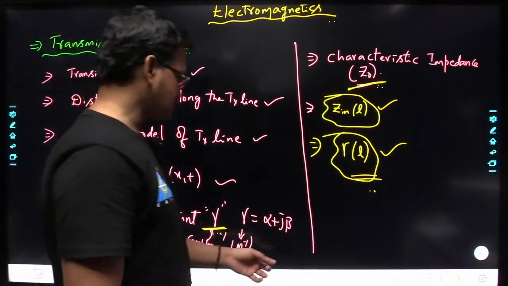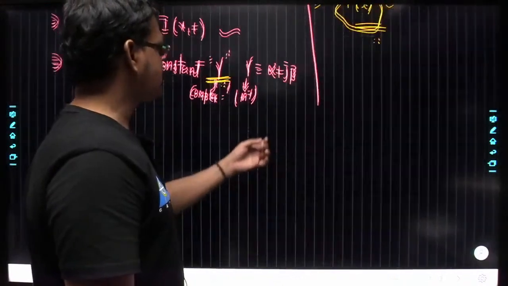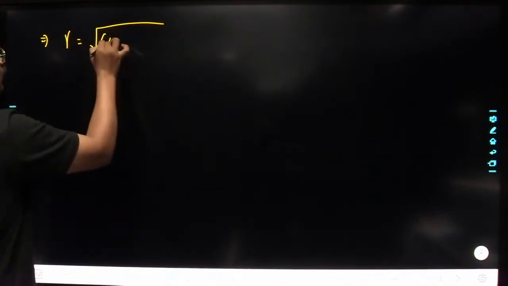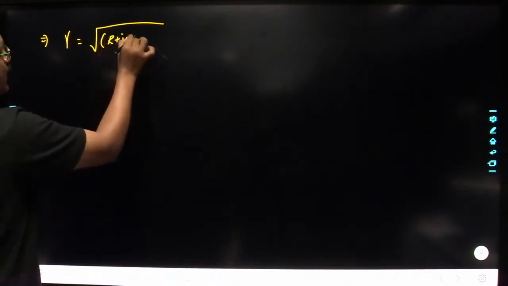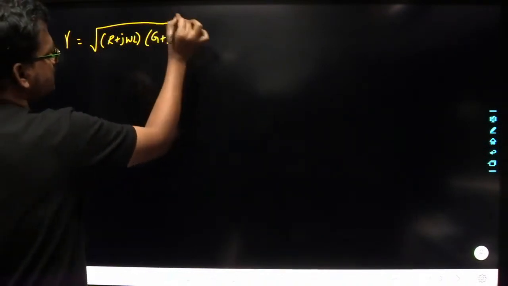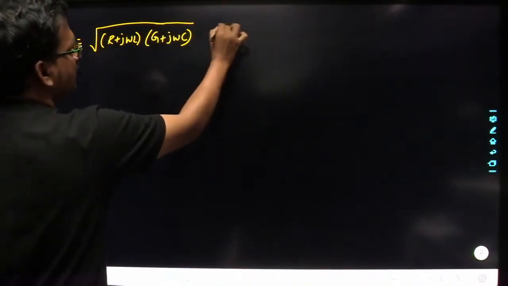Okay. So we'll just briefly look into these expressions, what we got, right? So gamma is equal to what? We got gamma is equal to square root of (R plus j omega L) into (G plus j omega C). This is the expression we got for gamma.